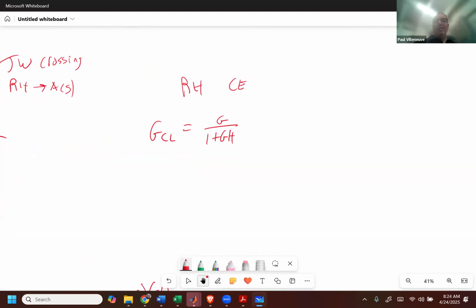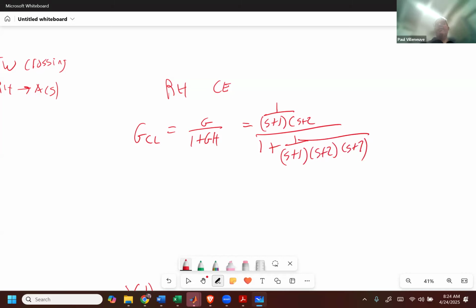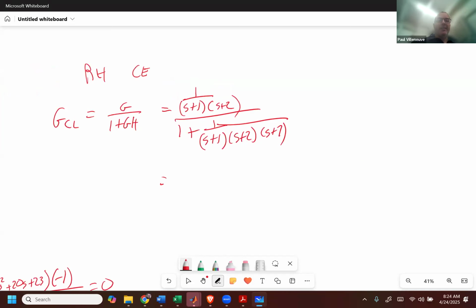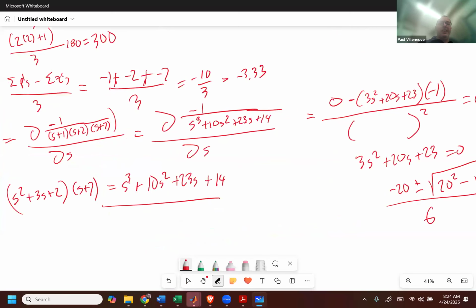So G is 1 over (s plus 1)(s plus 2), all over 1 plus 1 over (s plus 1)(s plus 2)(s plus 7). So we need the denominator. So what we're going to do is do a common denominator. 1 over (s plus 1)(s plus 2). I already know what this is multiplied out, right? Because I needed it to get this right here, to be able to do that.